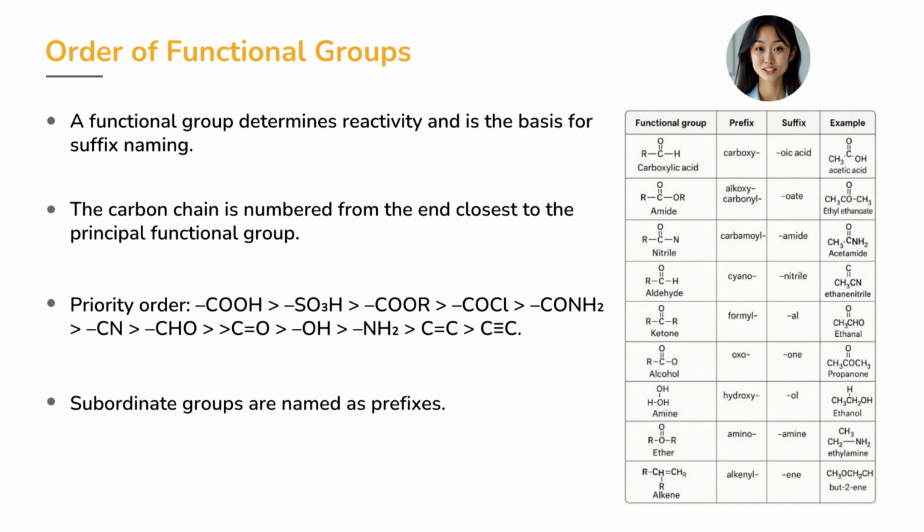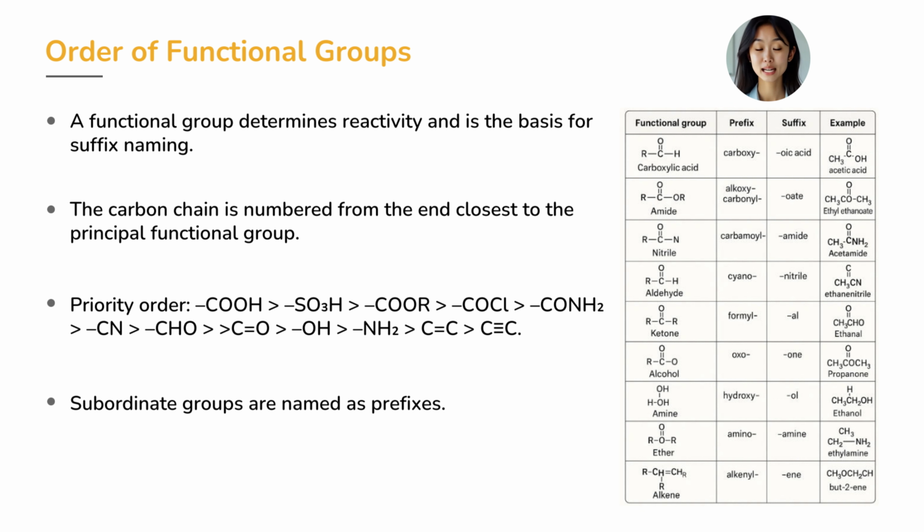Now let's bring in the celebrities of organic chemistry, functional groups. They decide how a compound reacts, and each has its own suffix. There is also a strict order of priority. At the very top is the carboxylic acid group, written as -COOH. Next comes sulfonic acid, then esters, acid chlorides, amides, cyanides, aldehydes, ketones, alcohols, amines, and finally the carbon-carbon double and triple bonds.